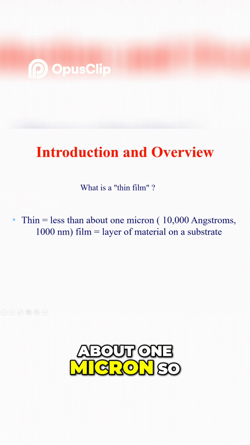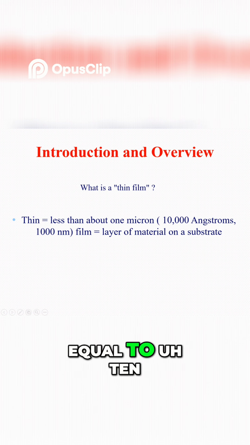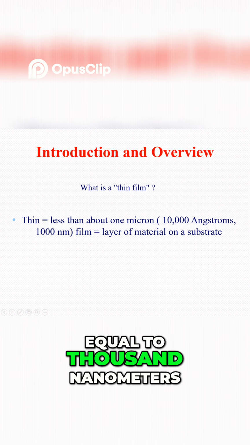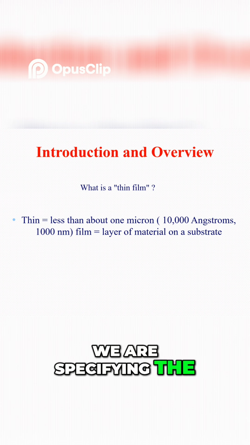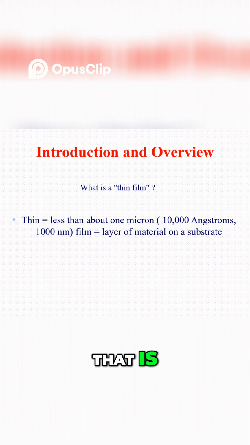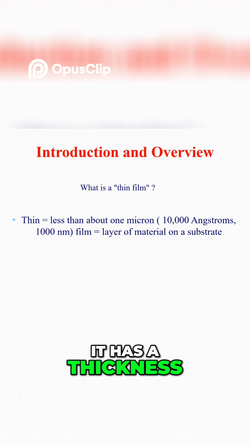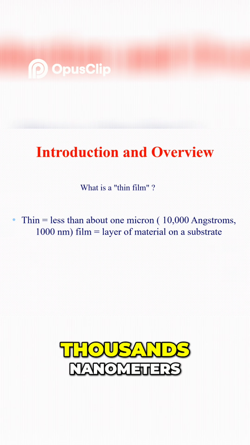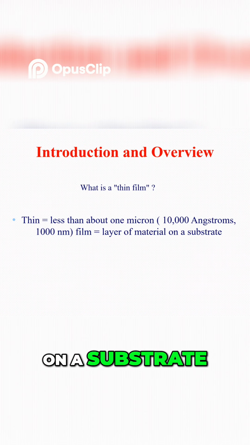about 1 micron. So how much is 1 micron? 1 micron is equal to 10,000 angstrom, which in turn equals 1,000 nanometers. This is how we are specifying the thickness of the thin film. If somebody asks you what the thickness of a thin film is, you have to answer that it has a thickness of about 1 micron, or 10,000 angstrom, or 1,000 nanometers, and it should be a layer of material on its substrate.